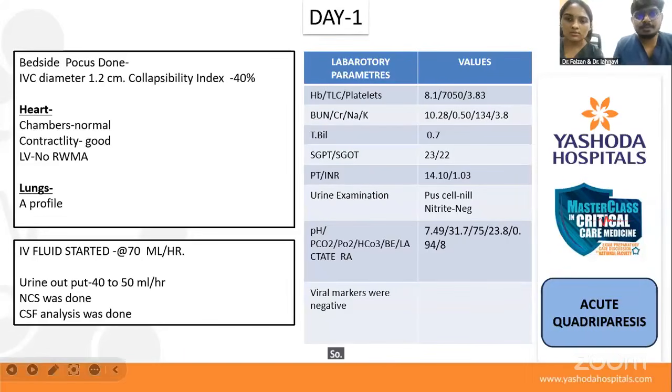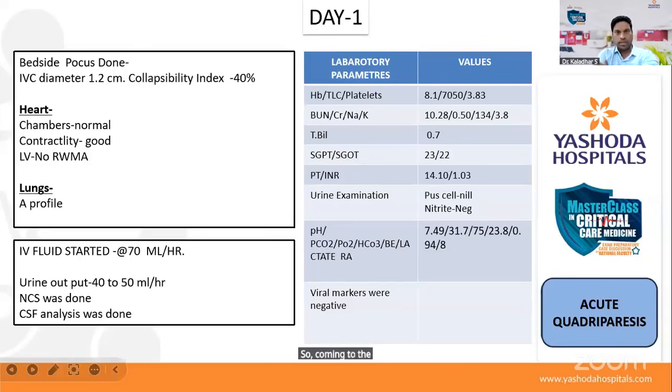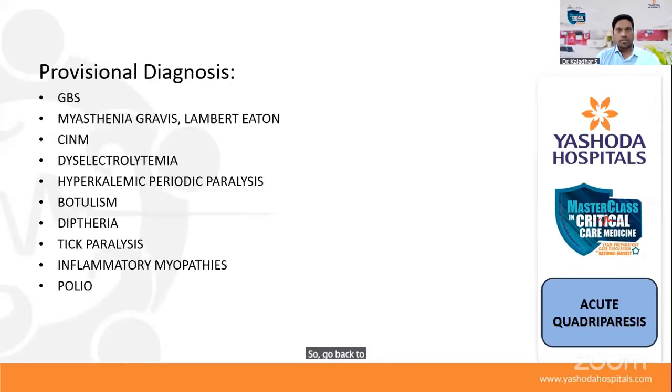Go back to that provisional diagnosis. So, in your case, what is the most likely diagnosis? How do you rule in, rule out the most likely diagnosis in your case?